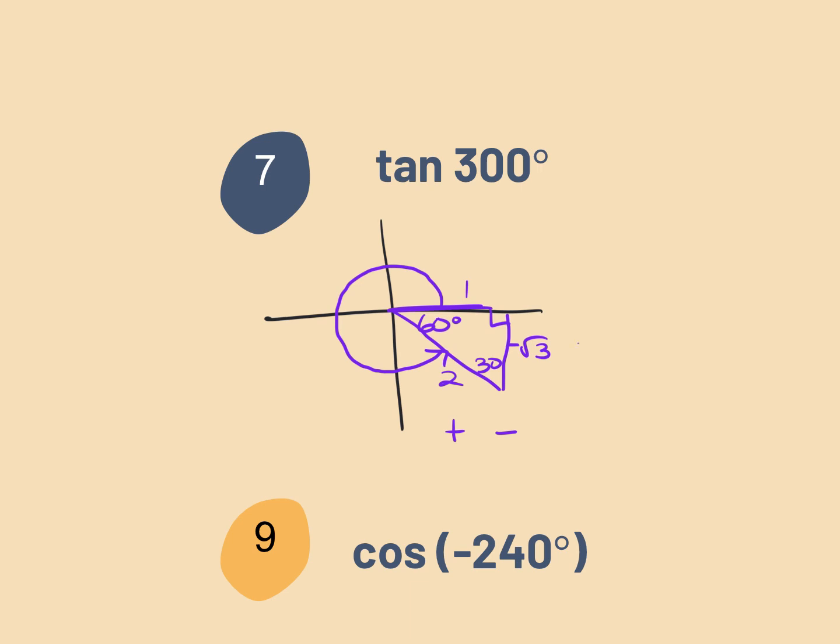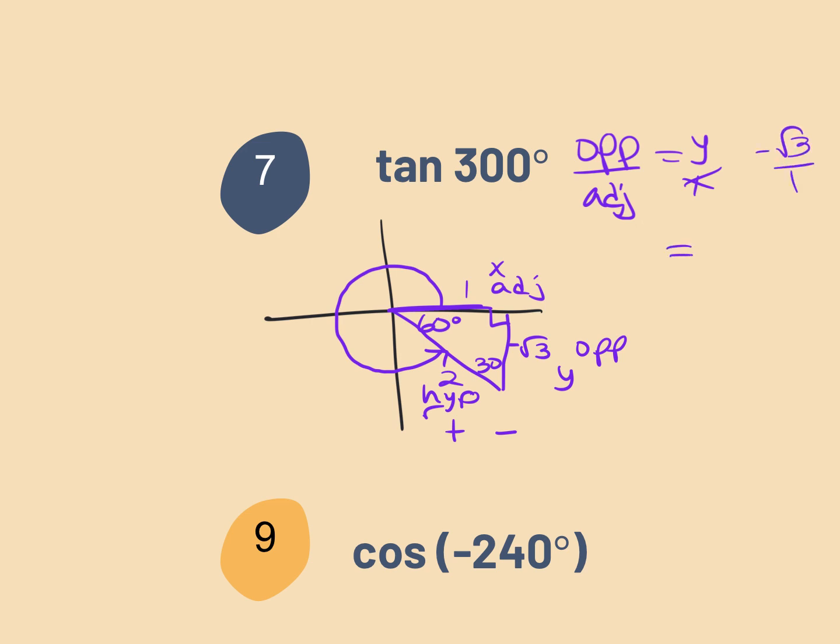Tangent, so this is going to be opposite, adjacent, and this is hypotenuse. This is your R, this is your Y, this is your X. So either opposite over adjacent or Y over X, and it'll be negative root 3 over 1, which equals negative square root 3. And that would be the tangent of 300.